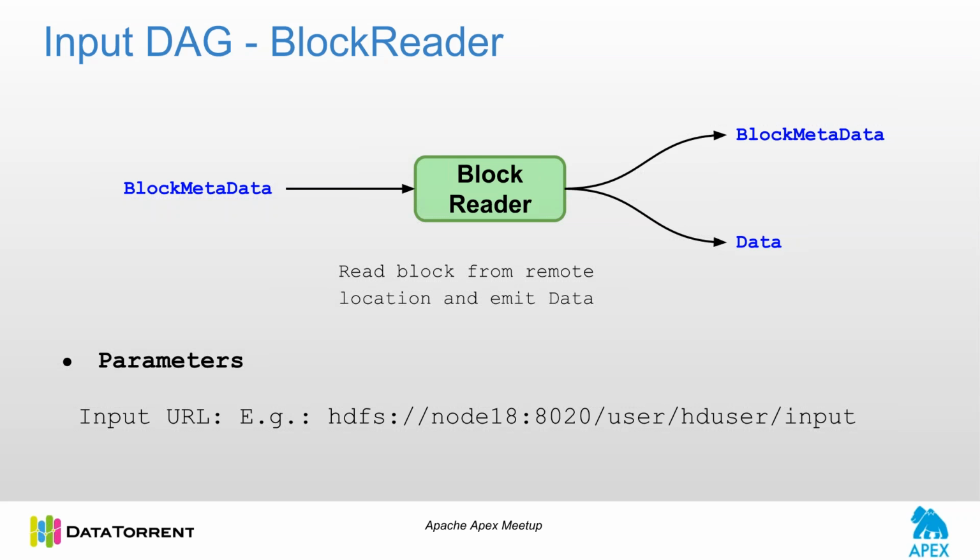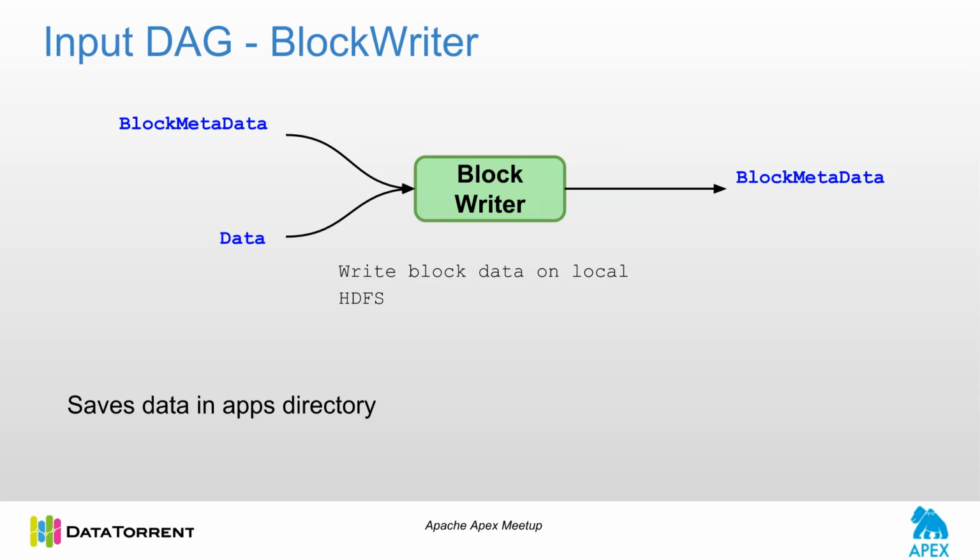So if it has to read from an HDFS cluster, it will give me the HDFS cluster, basically the name node, where I would like to read this data from. Additionally, it will also pass on the block metadata as is to the BlockWriter. The BlockWriter will get the data and actually write it onto the disk. It also knows the block ID associated with that data, so it will save that with the name of the block ID. And the block metadata is pass-through information that it will send to the synchronizer, which will be used to confirm that this block is there.